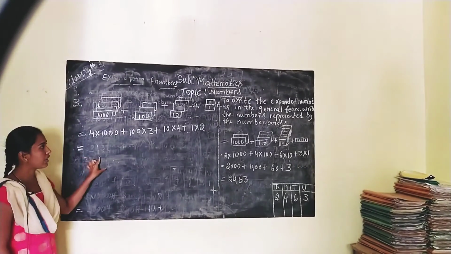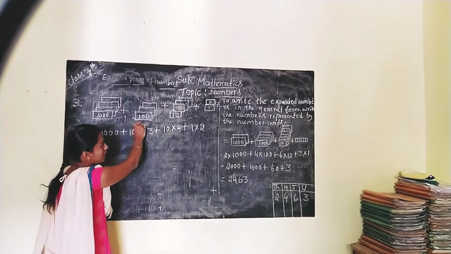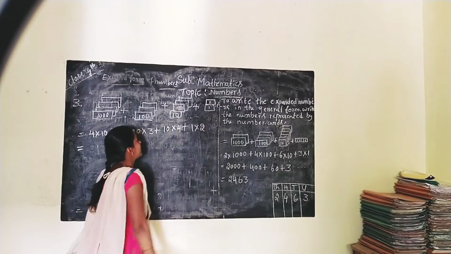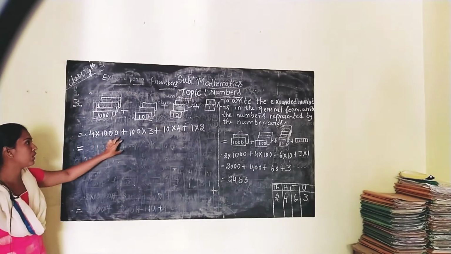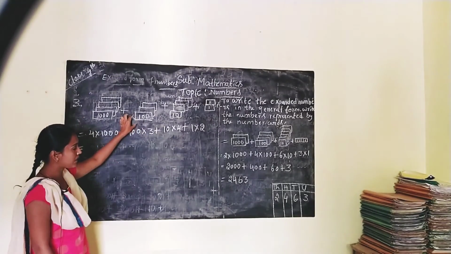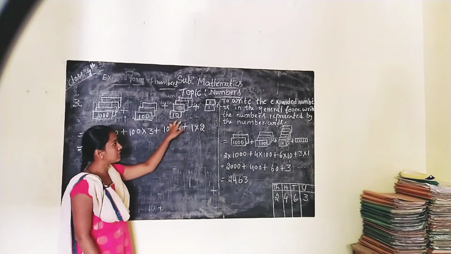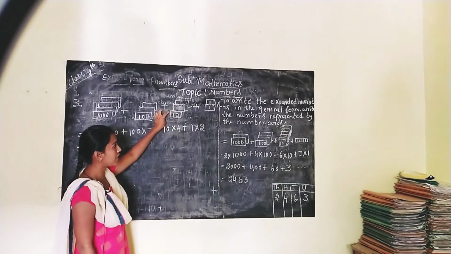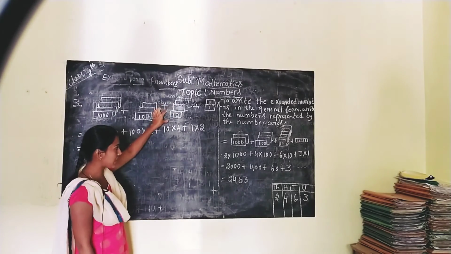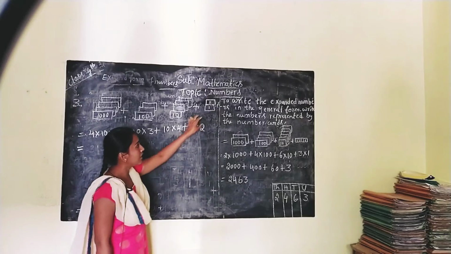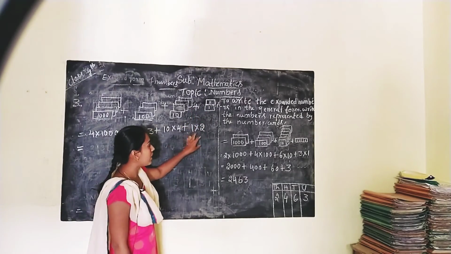Children, one more example. Okay, this is an 1000 place, this is an 100 place, this is a 10 place, this is a 1 place. Okay, how many cards are there? 1000 place, 4 cards. 4 into 1000 plus. This is an 100 place. How many cards are there? 1, 2, 3. 3 cards are there. 100 into 3 plus. This is a 10 place. How many cards are there? We have to count 1, 2, 3, 4. 4 cards are there. 10 into 4 plus. Next, this is a unit place. How many cards are there? 2 cards are there. 1 into 2.